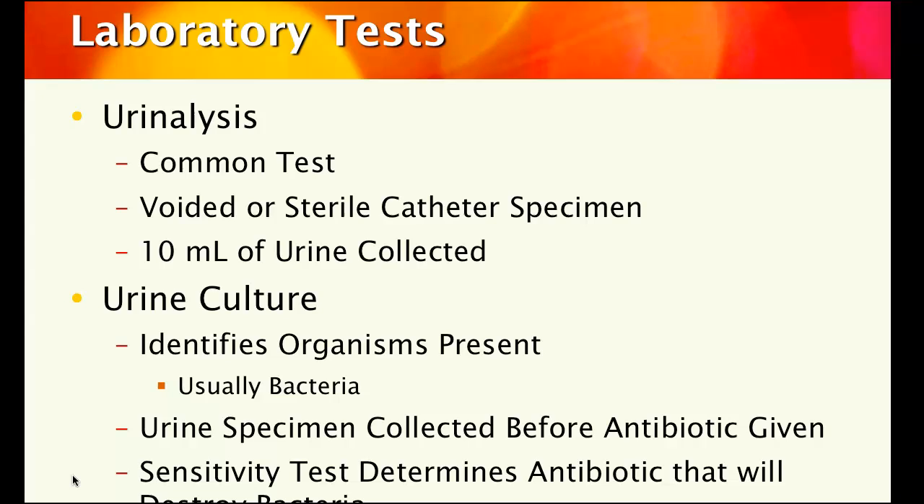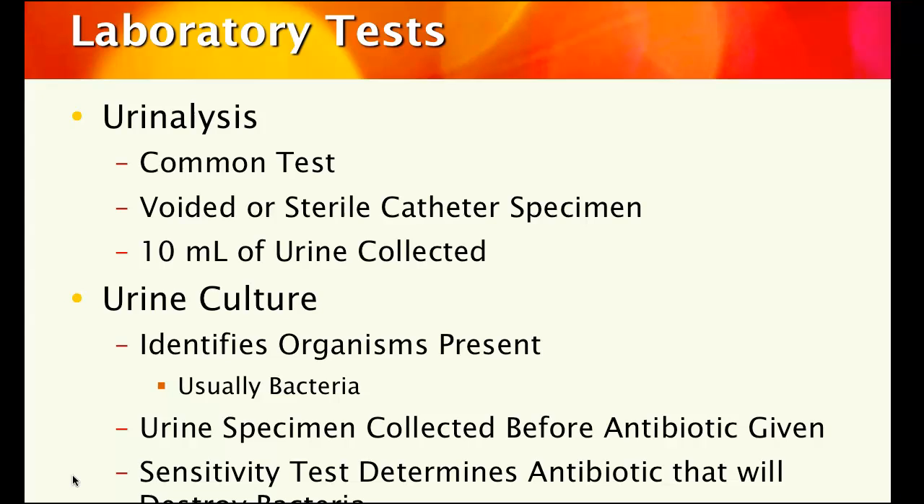Laboratory tests, urinalysis is a very common test that we do. This can be a voided specimen or a sterile catheter specimen. You need a minimum of 10 milliliters of urine collected. When we have a patient with a urinalysis, it's important that we teach our patients to do a clean void midstream catch if possible. If we are doing a urine culture as well, we need this specimen to be as sterile as possible. So we actually prefer a sterile catheter specimen or a straight cath.